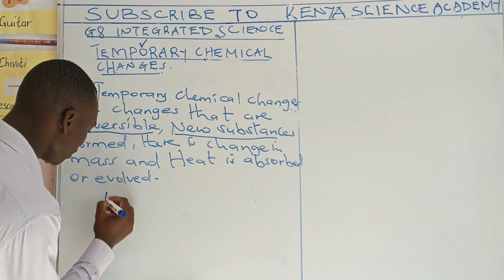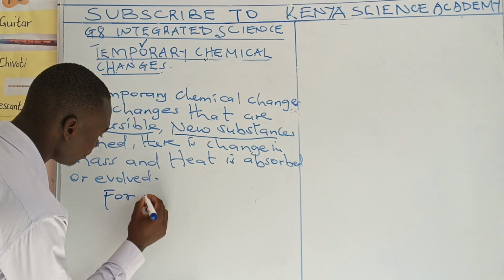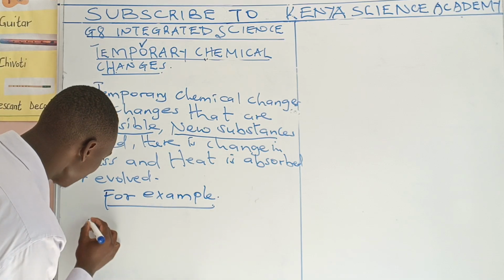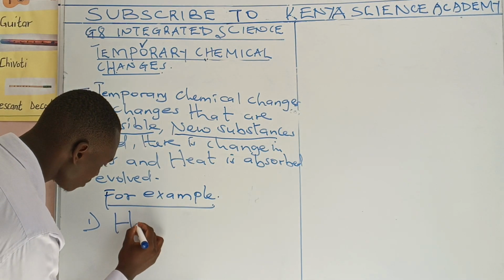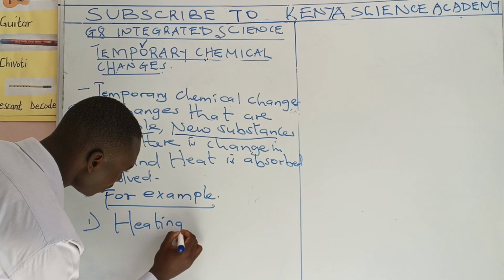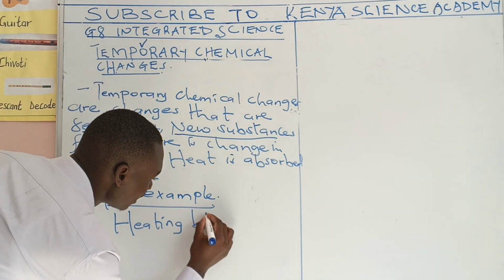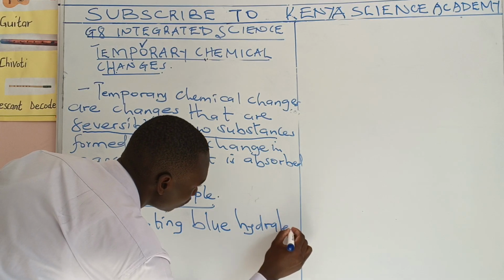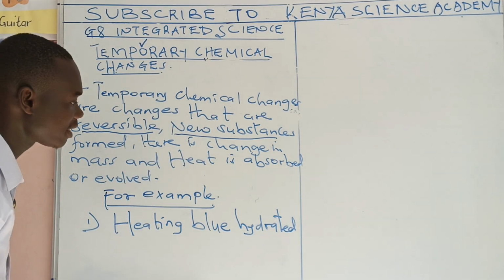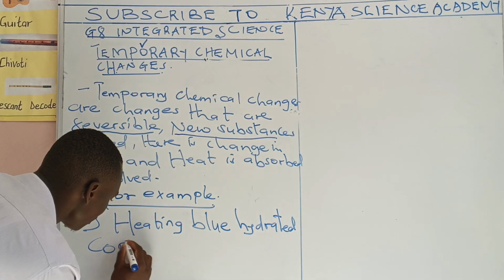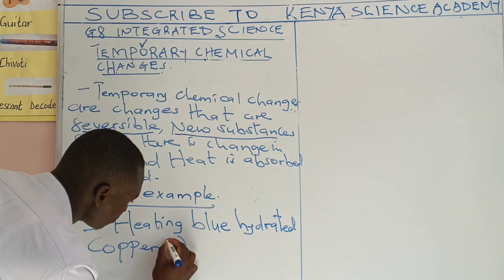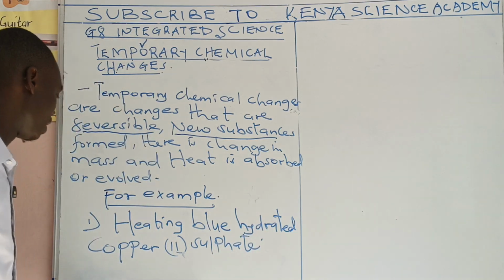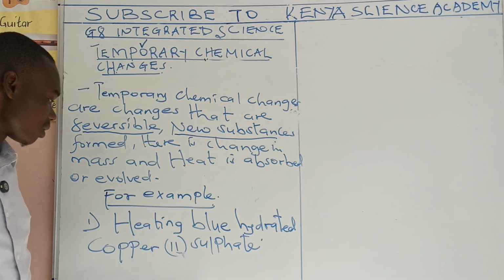Now, for examples of changes, we have number one, heating blue hydrated copper 2 sulfate. Good, heating blue hydrated copper 2 sulfate.